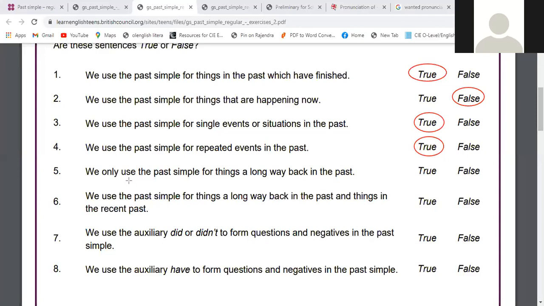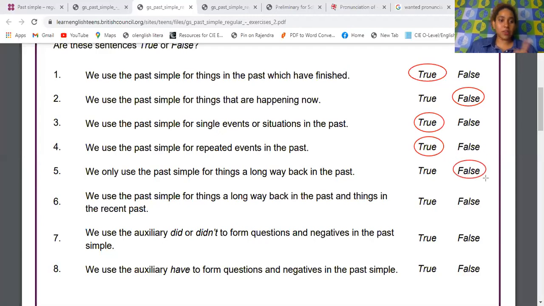No. We only use the past simple for things a long way back in the past. No, no, that is wrong. So that is wrong. We use the past simple for things a long way back in the past and things in the recent past. False.